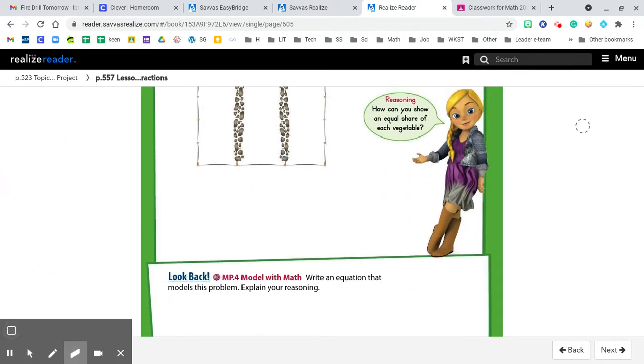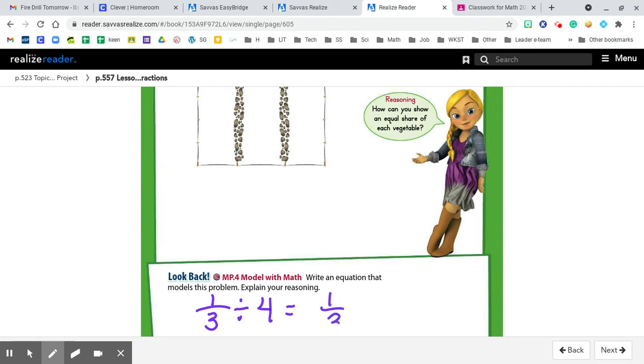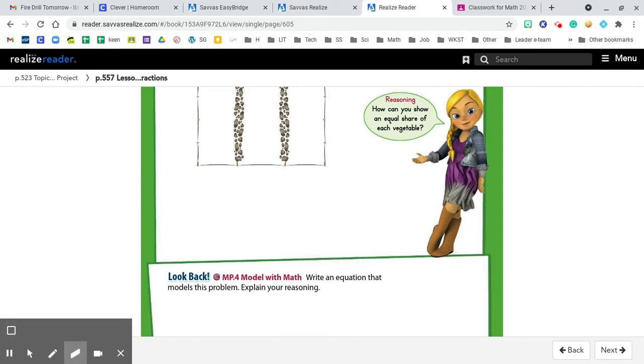The way you can do it using a mathematical expression is we've got 1/3 divided into 4 equal parts. And if you remember, we're going to keep the first, change the sign, and flip the second. So we wind up with 1/12. Keep the first, change the sign, flip the second. So let's move on.